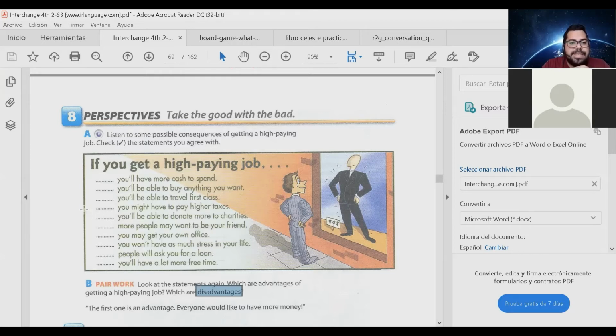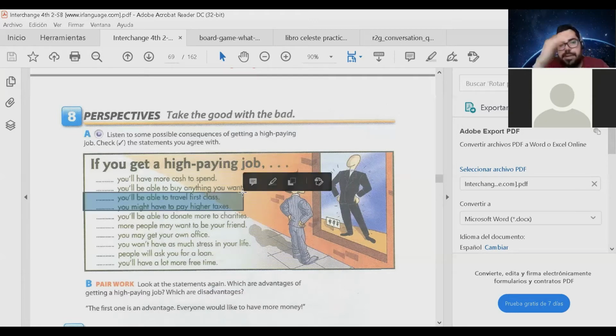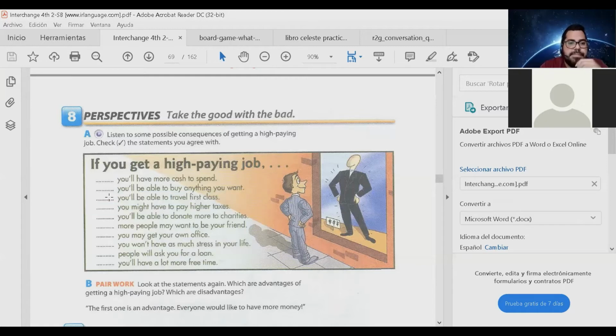Let's take a look, guys, at the next one. Christopher, can you help me over here, buddy? Do you think both or each one? Do you think it's advantage or disadvantage? What do you think about this advantage? Okay, both. Yes. This one is an advantage. This one too.